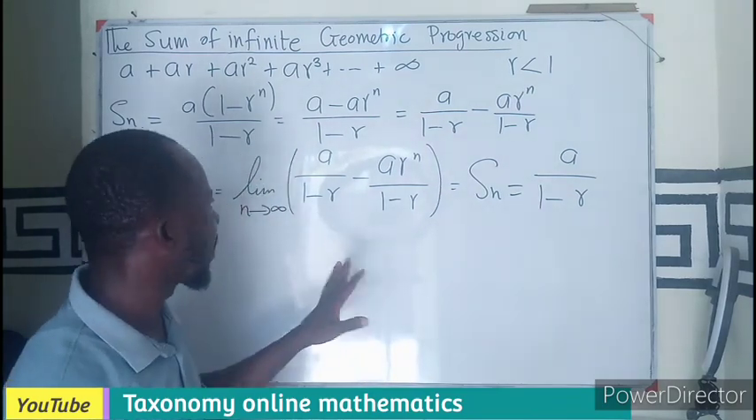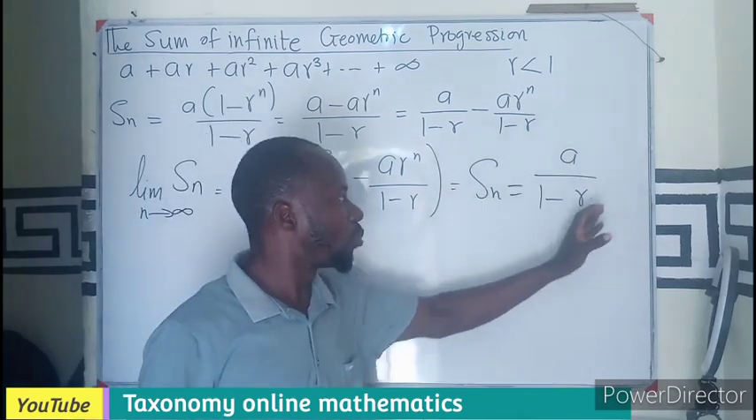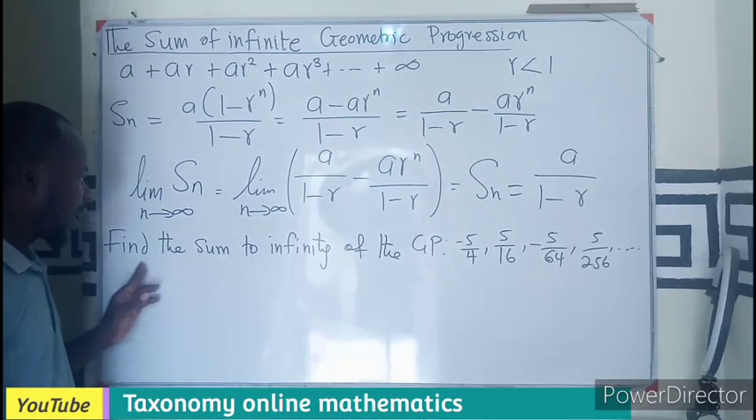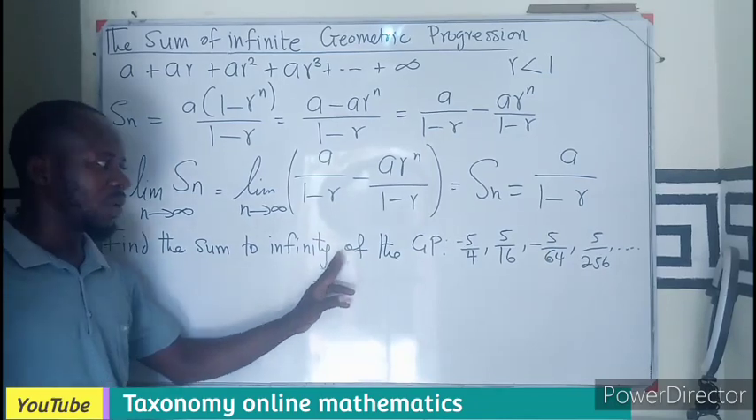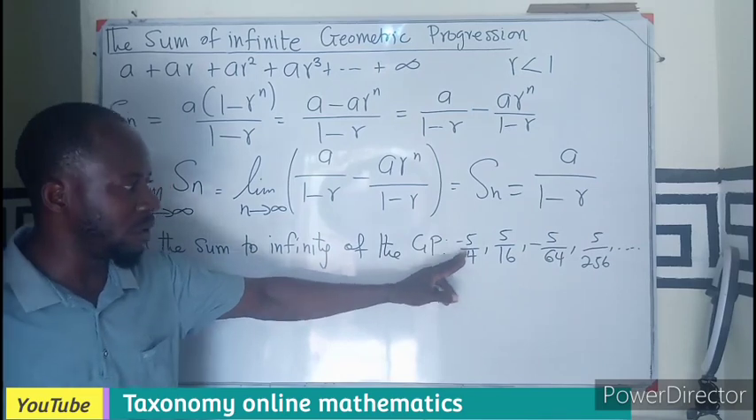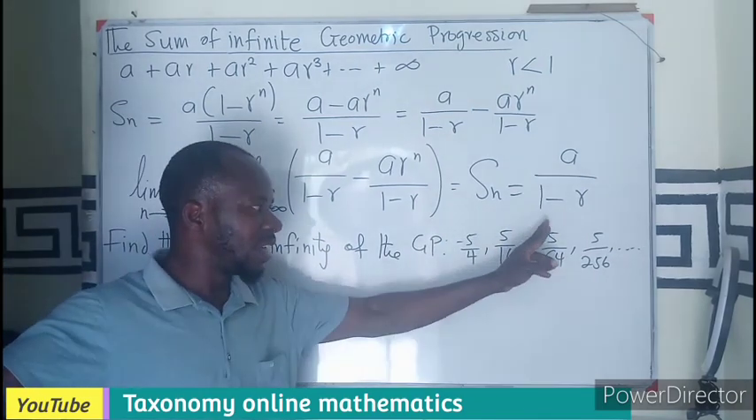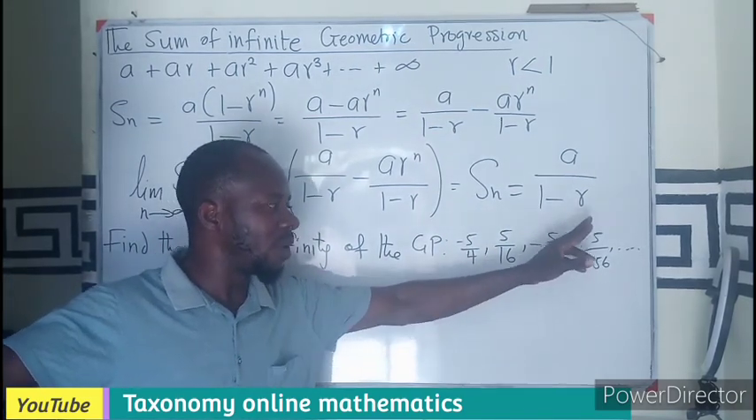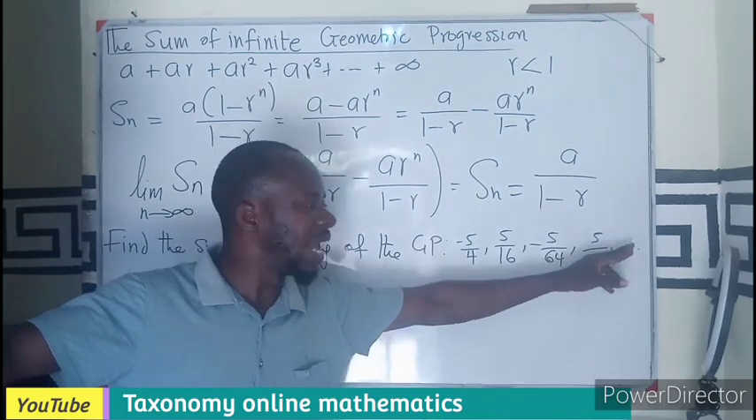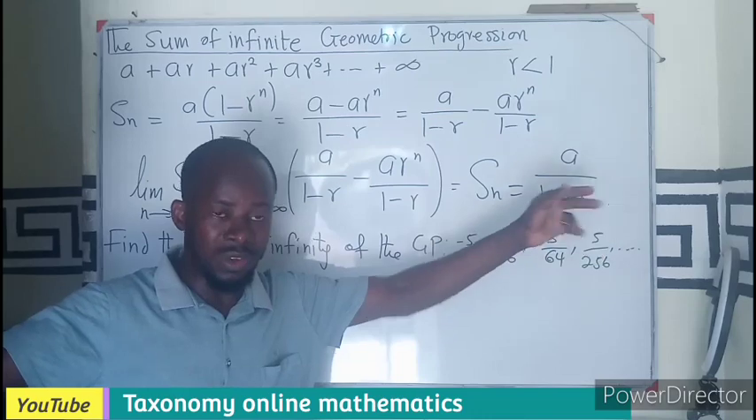Alright, so let's take a question to see how we can put this into use. Find the sum to infinity of the GP with terms negative 5 over 4, 5 over 16, negative 5 over 64, and 5 over 256, and the sequence continues.